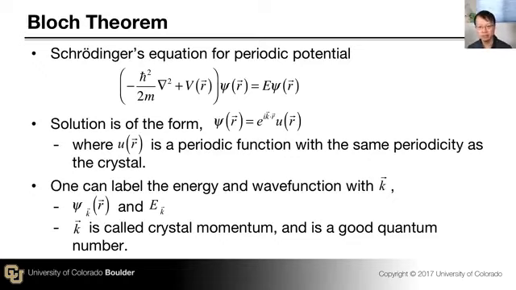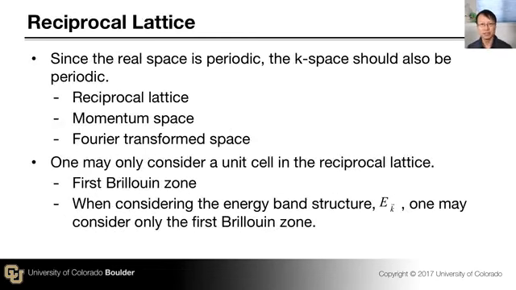Now, the key point here is that we have introduced a new variable, k. Because your wave function and energy contain k, we can use this k vector, in general, because we're dealing with 2D or 3D space, to specify the wave function or energy. This k is called the crystal momentum, and it is a good quantum number with which we can specify the electronic state. So now the next question is, what is k really?